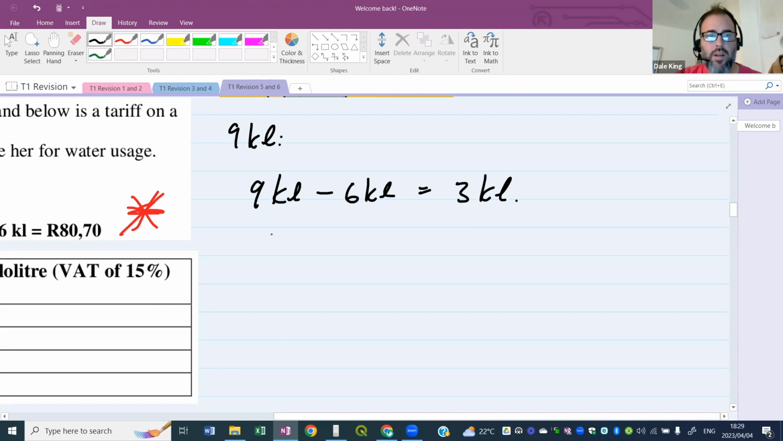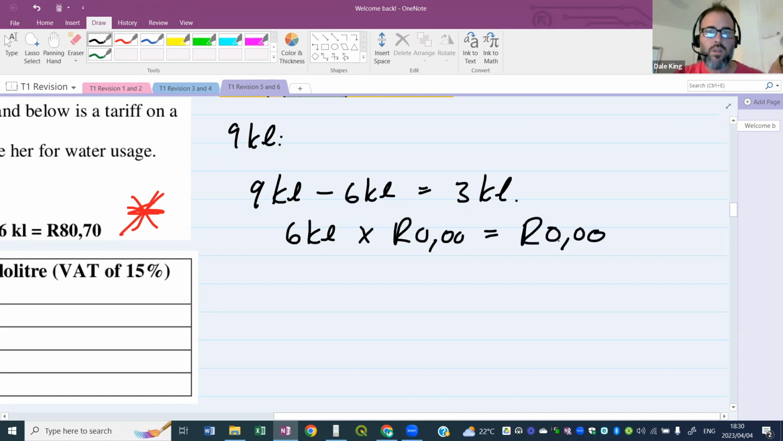Now I'm going to write this next step down. You don't have to, but this 6 kiloliters here is charged at 0 cents. I'm going to actually write it down, 0,00. You don't have to write this down because you know the answer is going to be 0. I'm going to write it down just to show you how we work this out. So this 6 here is charged at 0 rands.